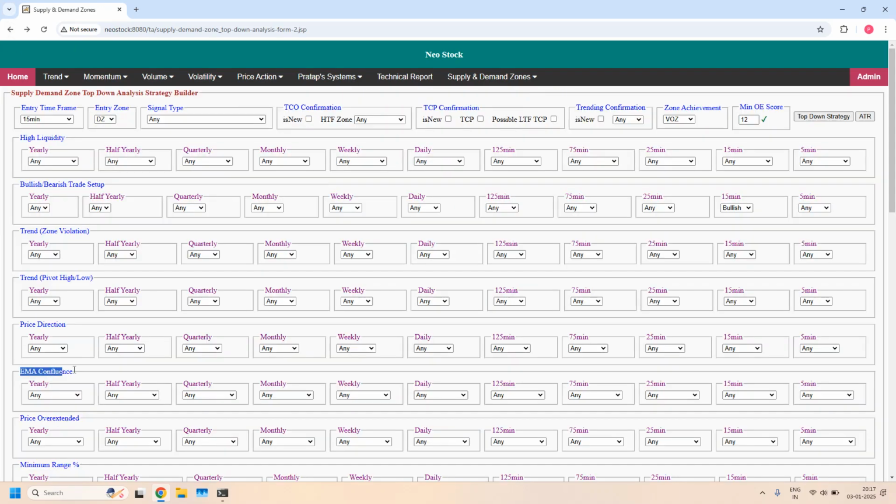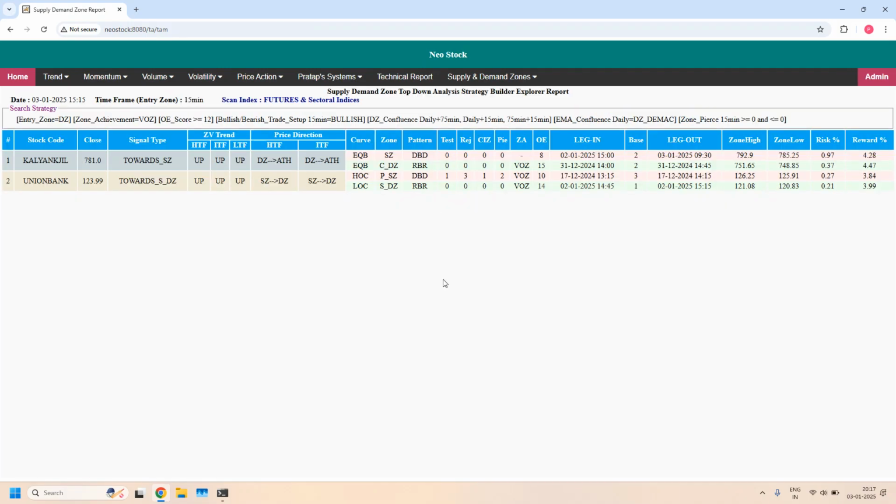So that's why in the EMA confluence, daily time frame, daily demand zone with daily EMA confluence filter is enabled. We got 2 stocks. So these 2 are even more high probability trade setup supported stocks, because the daily trend is also uptrend in both these stocks. So daily demand zone having daily EMA confluence. So this is about bullish trade setup for daily income trade.